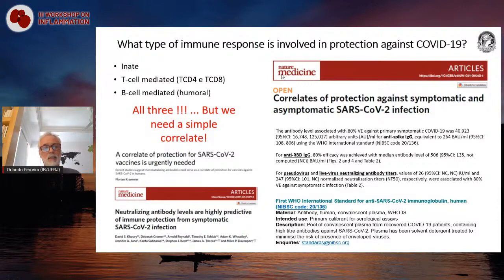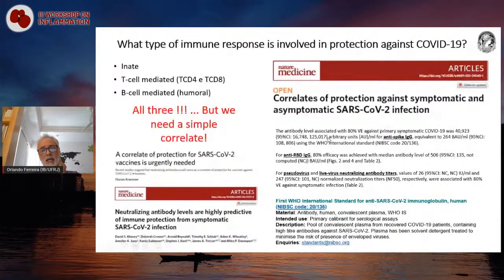But the voice of the world is claiming for a simple correlate of protection. So there were many papers that appeared in the literature in the last 1 or 2 months that are calling for the need of a correlate of protection for SARS-CoV-2 vaccinees. And especially this one that I'm presenting here on the right, a publication that appeared 2 weeks ago in Science, was about the correlate of protection using the AstraZeneca vaccine as a model.